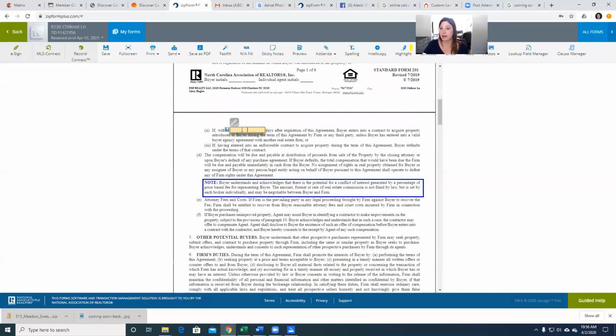It talks about expiration. So what this says, Mr. and Mrs. Buyer, is if within 180 days, which is 6 months of expiration of this agreement, you enter into a contract to acquire a property that I introduced you to or showed you during the time of this agreement, that we are still due our fee.